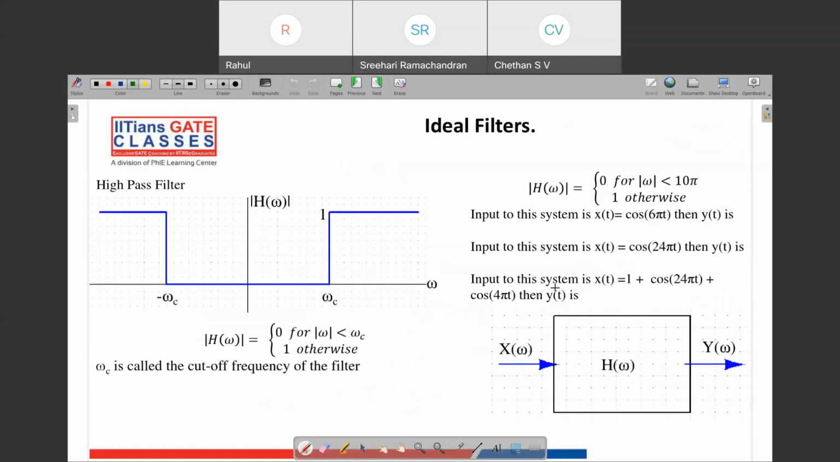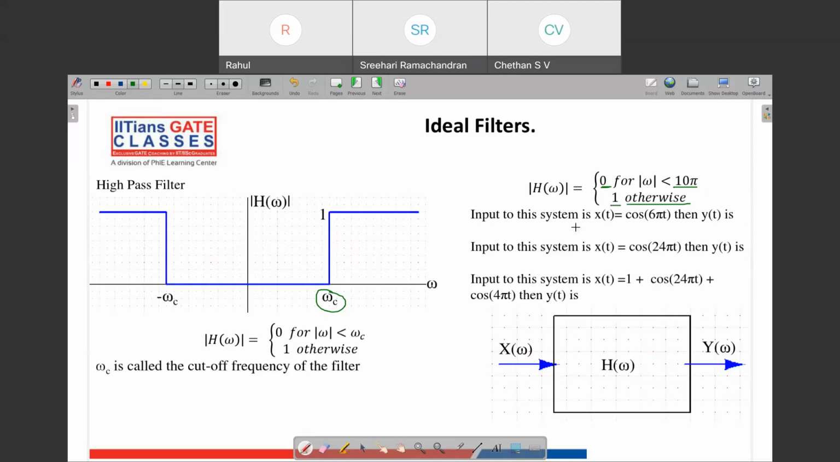Next is just the opposite of the low pass filter. It is known as a high pass filter. In this case, the filter will pass only those signals whose frequency is more than the cutoff frequency, and if it is less than the cutoff frequency, the system is going to block that kind of signal. So again, I have taken a similar filter, but now it is equal to 0 for less than 10 pi and 1 otherwise. It is just the opposite of what we saw in the last slide.